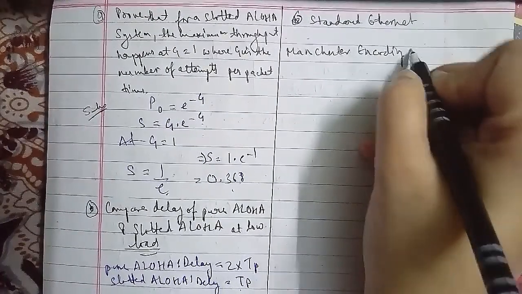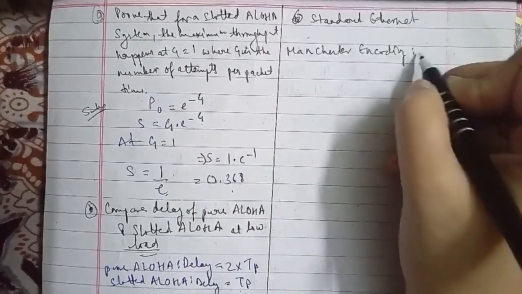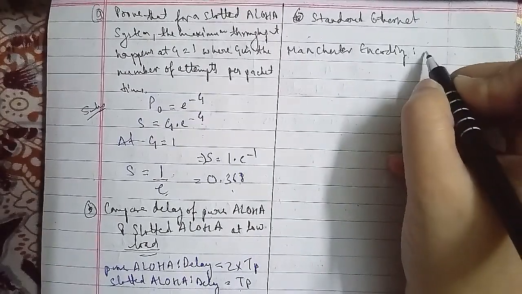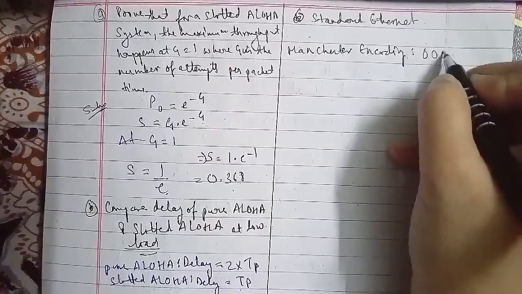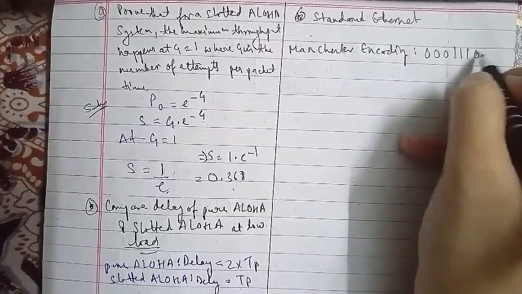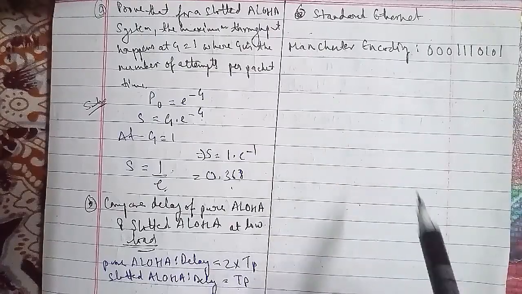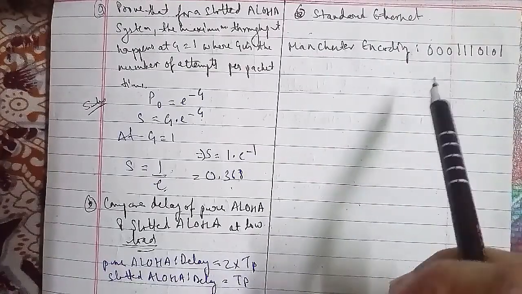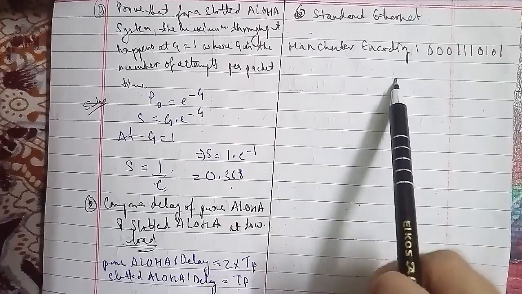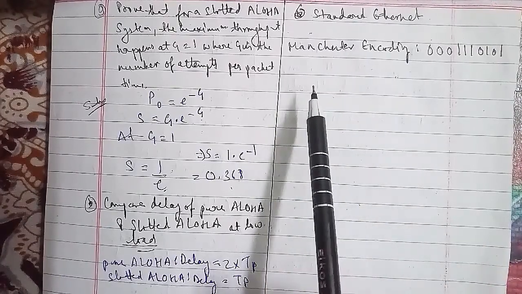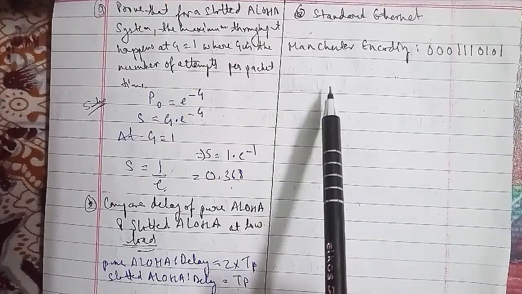This is the Manchester encoding. So here this is 0 0 0 1, then again 1 1 0 1 0 1. So this is the Manchester encoding.